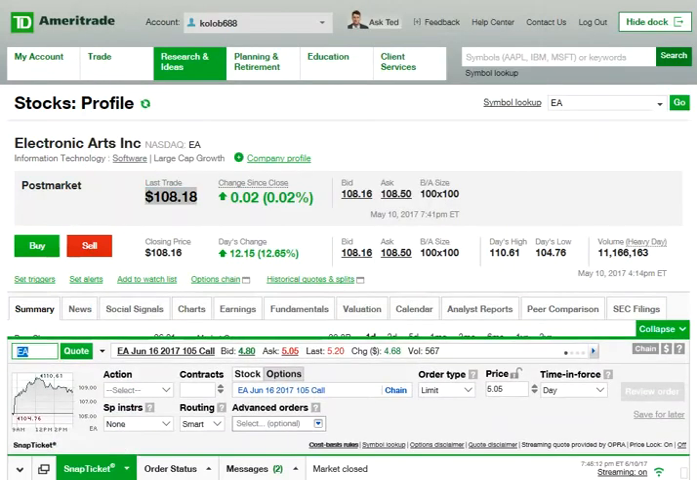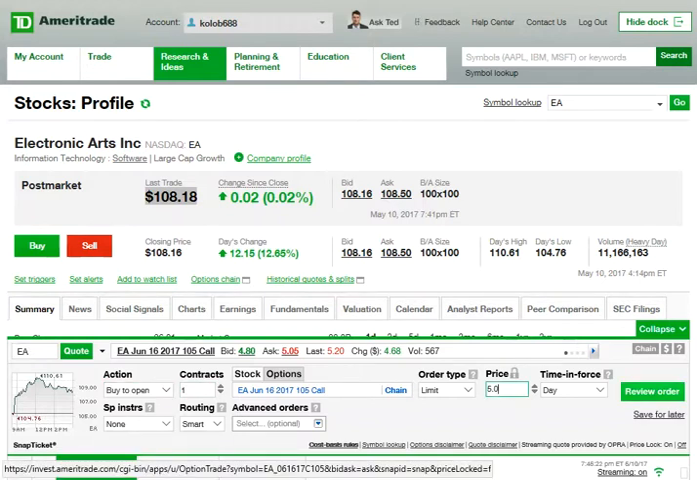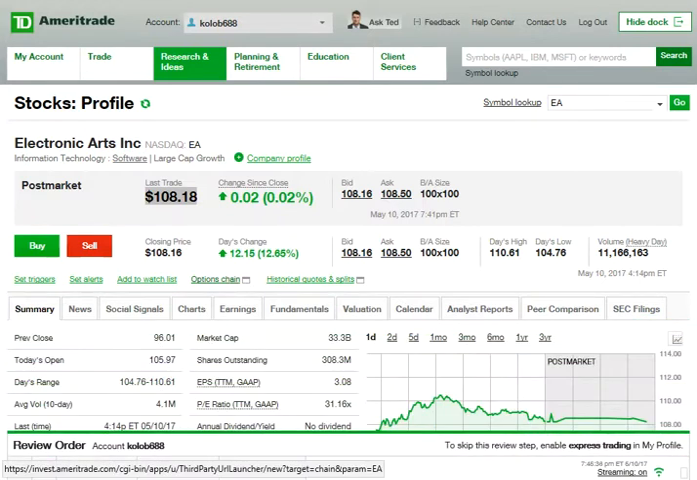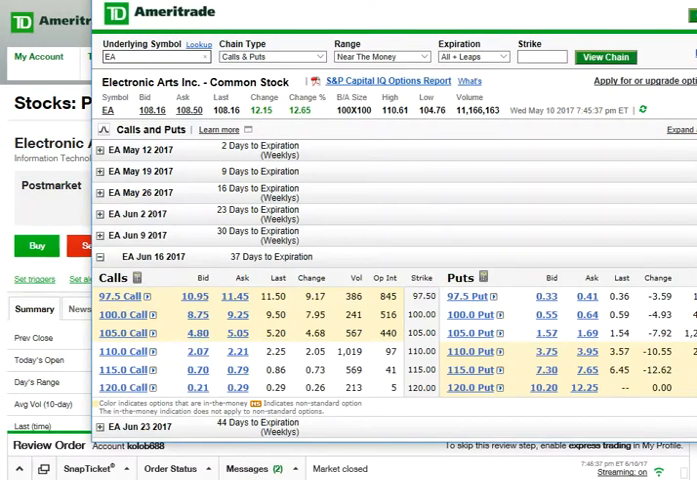You click the buy. Again, you are opening a contract and you're the option buyer. So buy to open, put in your one contract, and let's go $5. And so for a total investment of $500, you get to own a contract that gives you the right to buy 100 shares of Electronic Arts at $105 a share. So going back to that, that's the call option that we're buying.